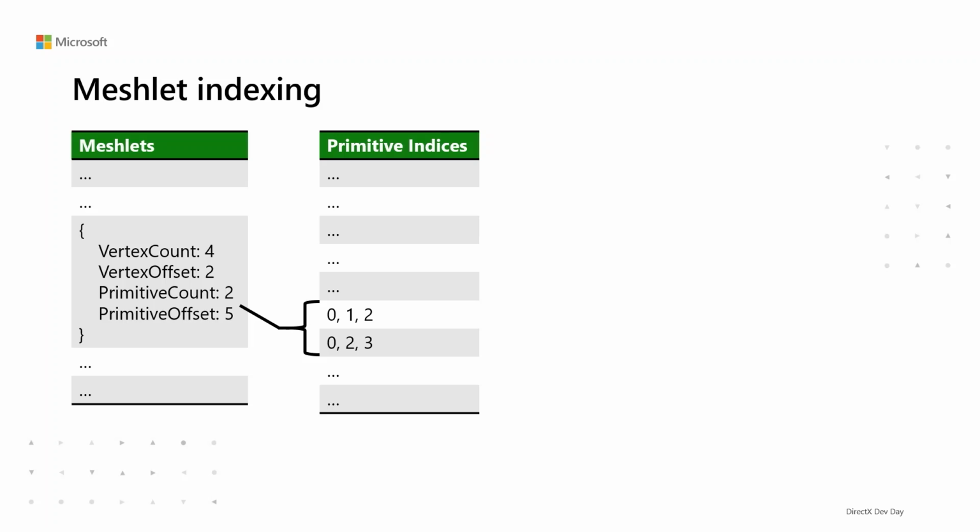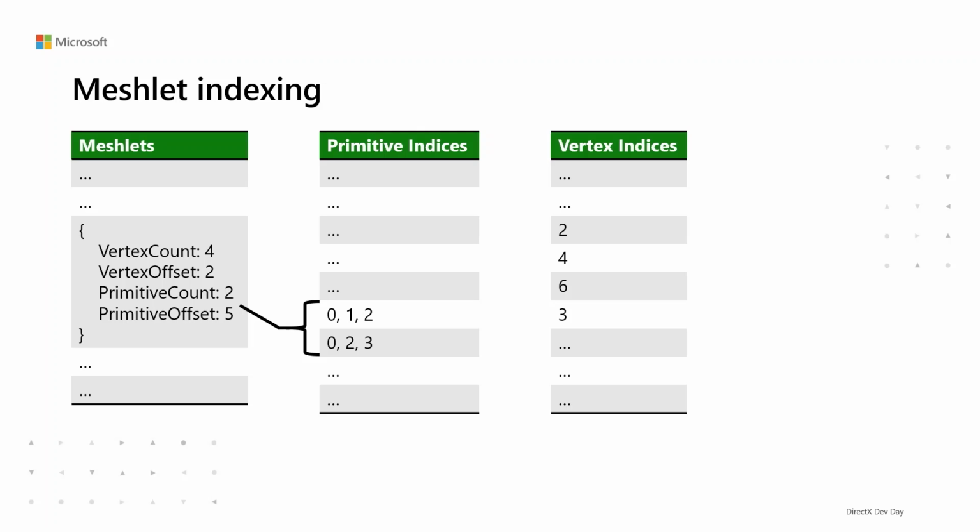That meshlet points into a separate array which holds primitive indices. And so the offset says where in this larger array to find the indices for this particular meshlet. And each of these primitives has a set of 3 indices making up a triangle. And then these primitive indices point into another array which holds vertex indices. And the reason that we do this is so that we can capture when 2 triangles share a single vertex.